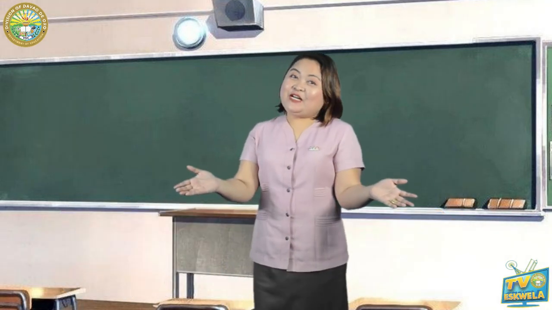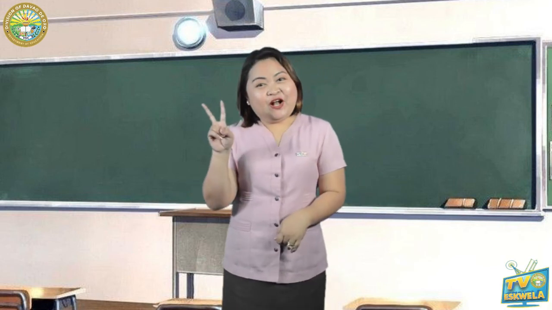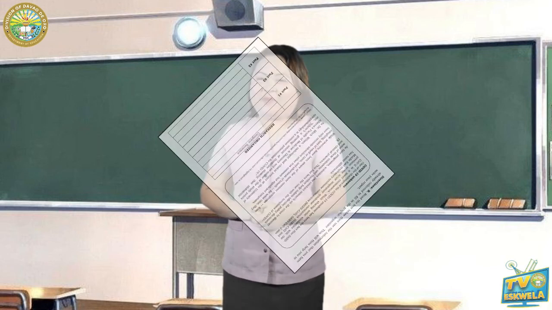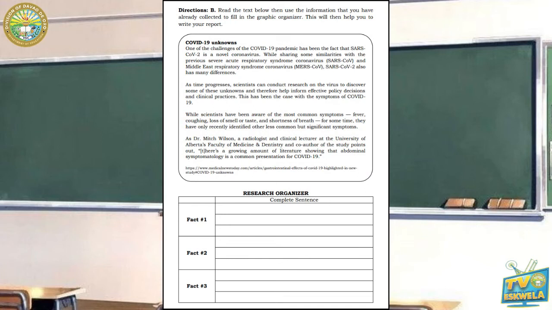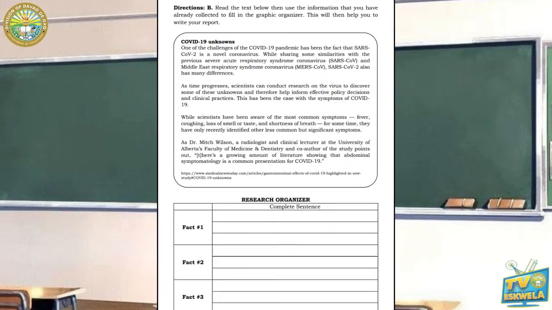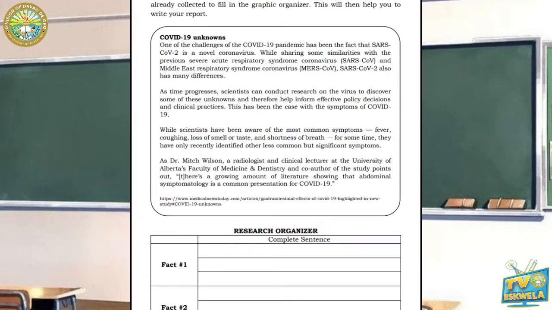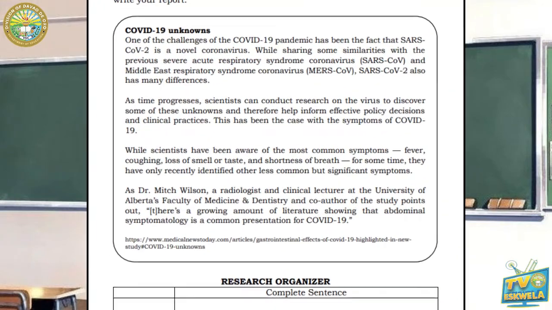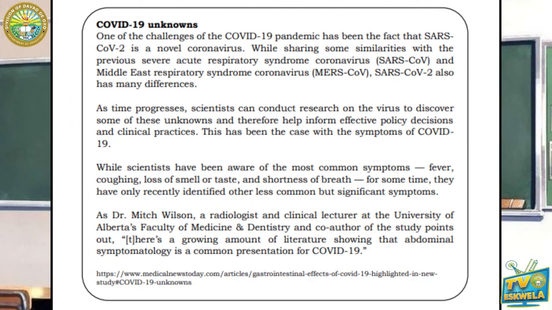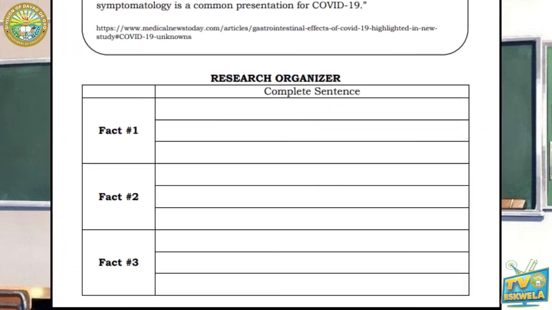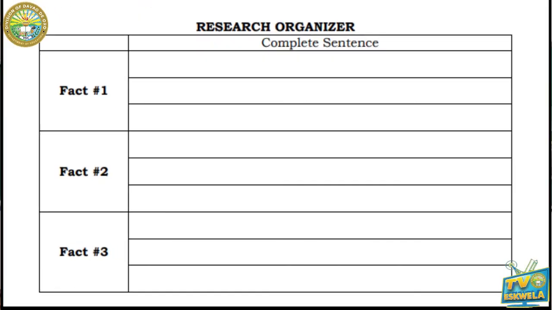Now, it's time to accomplish part 2 of your assessment found on page 14. Here's what you need to do. Read the text found on page 14. Then use the information that you have already collected to fill in the graphic organizer below it. This will then help you to write your report.